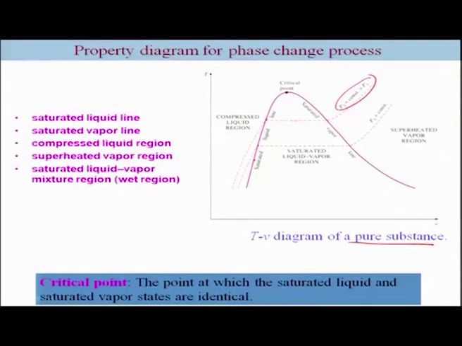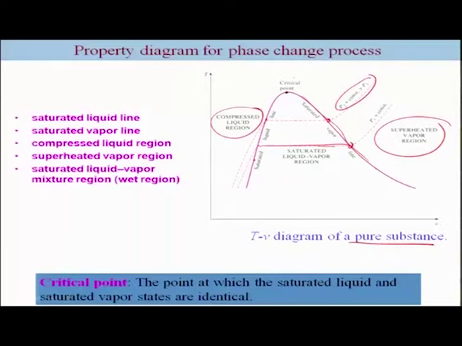So this is after joining this. This is your saturated vapor line, and this region is basically your saturated liquid vapor region. This is your superheated vapor region, this is your compressed liquid region. And of course this is your critical point. So this is a summary of that.